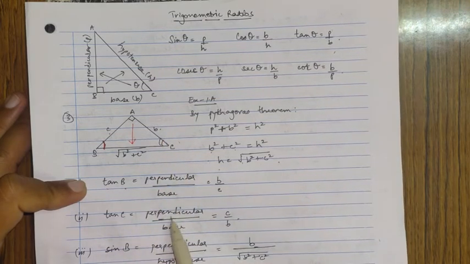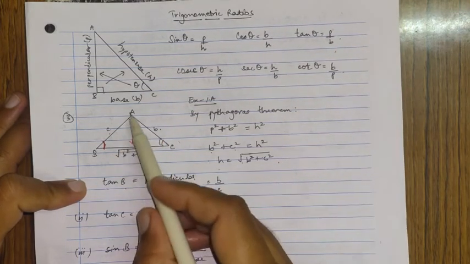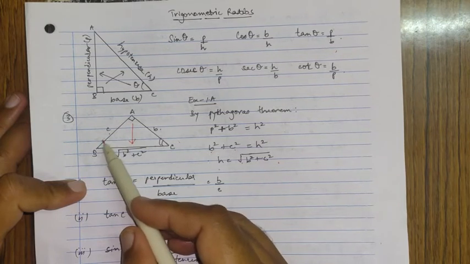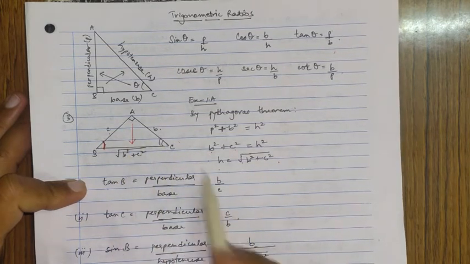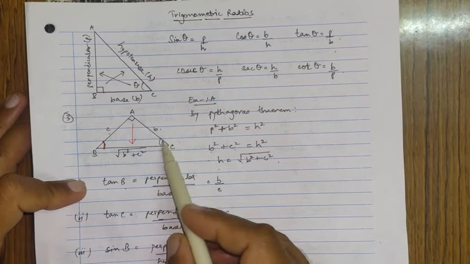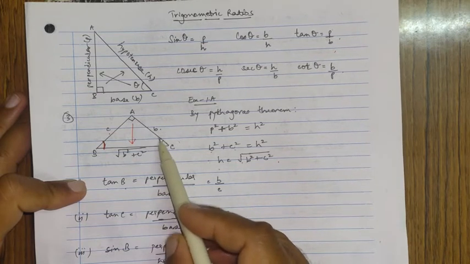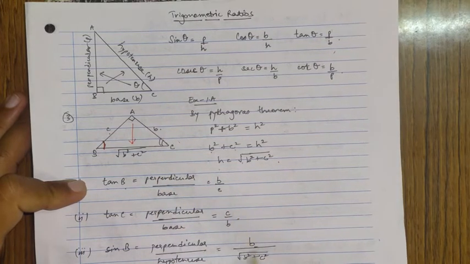So again, perpendicular upon base. This side is the perpendicular with respect to this angle, so I'll write C over here, and this side is the base, adjacent to the angle at the C vertex, that will be B. So the answer will be C by B.